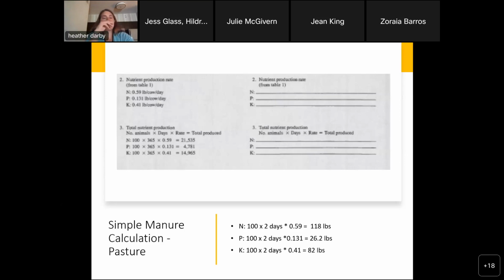Okay. Now, we'll talk about this in the breakout, but one thing to consider here are farms that are only grazing.